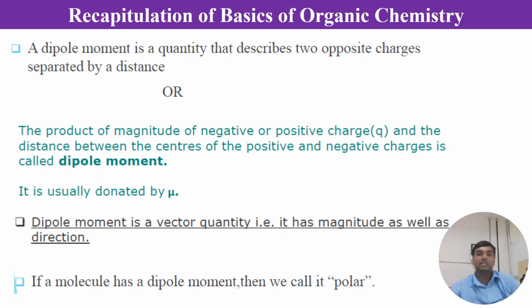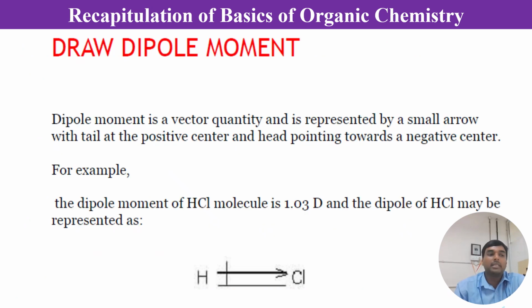So what is dipole moment? Dipole moment basically is a vector quantity. It tells about the separation of charges between the two atoms in a bond, and it has a magnitude and also a direction. If the dipole moment is positive, we can tell it's polar. If it is zero, that's called non-polar.